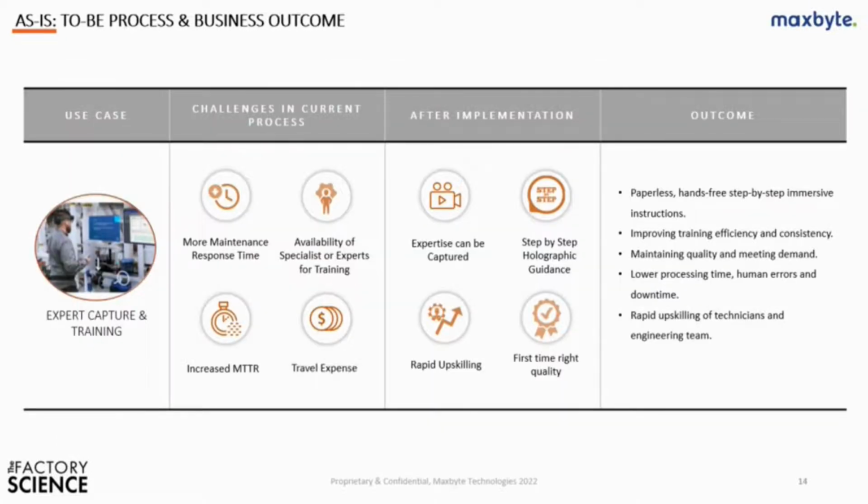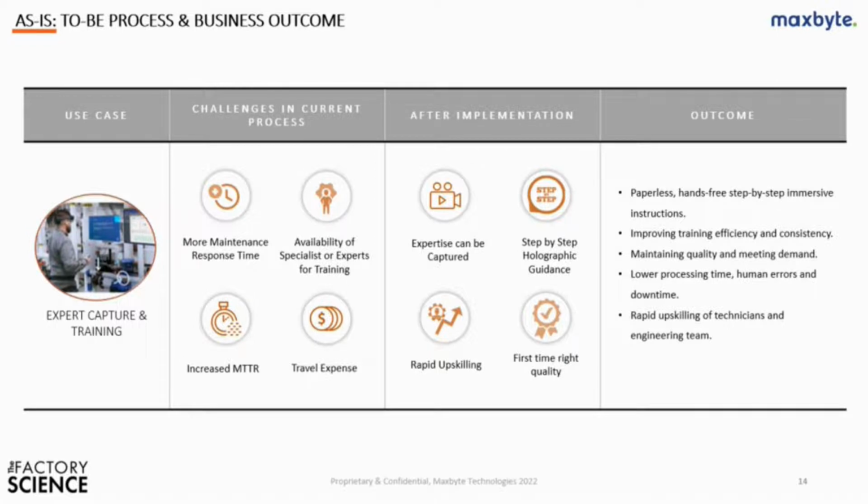For this solution, the existing challenge is normally that the person who knows the process very well may not be available, so the maintenance or response time will be more. The availability of a particular expert or specialist for training is also critical, and it increases the MTTR also. It also incurs travel expense. Suppose the person is in another location, another plant, so he has to come over here, so it incurs travel time and expense also.